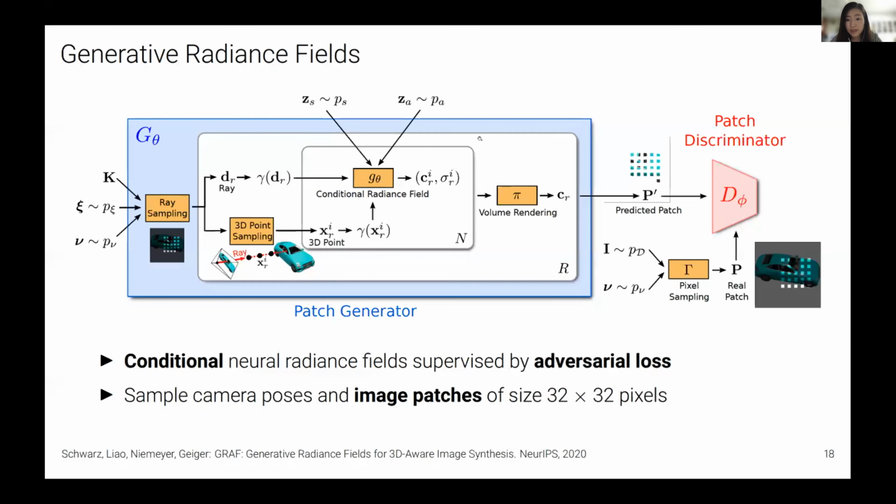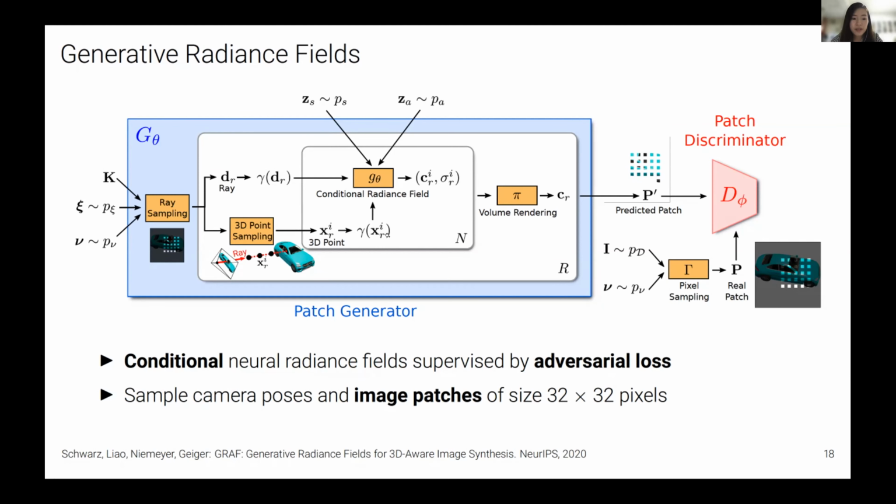The second major difference to NeRF is that we don't have the per pixel supervision. Instead, we have only supervision from the discriminator to tell whether the image is real or fake. So this is a much more challenging task compared to NeRF.